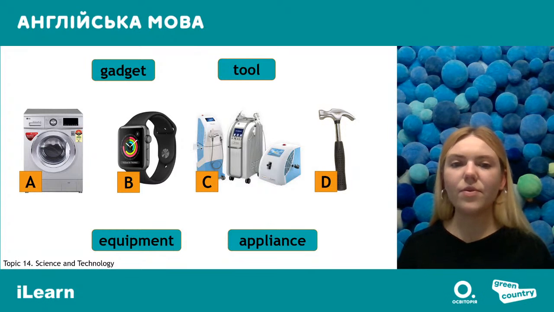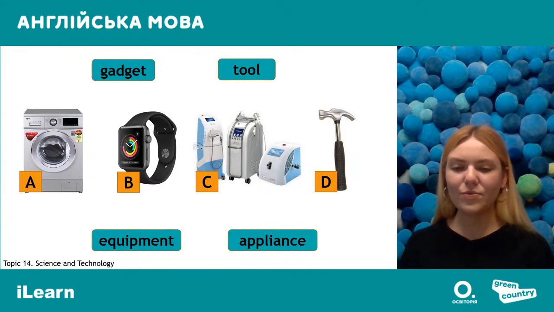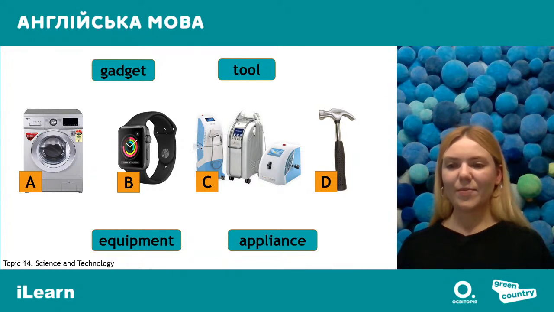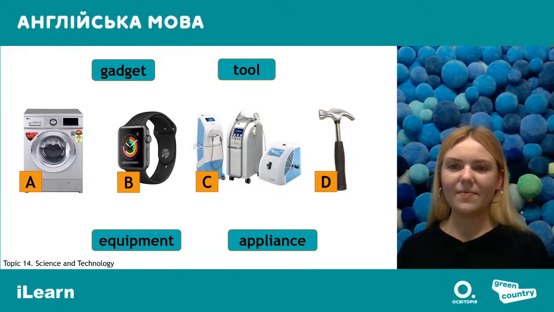And we have 4 pictures and we have 4 words. So let's try to think about which picture we can use each word. About which picture we can say that it is a gadget, a tool, equipment, or an appliance. So what do you think about A? Is it a gadget, tool, equipment, or appliance? All these words are very similar and the translation might be similar, but there is a difference between them. So we will discuss it. But first of all, let's try to match.